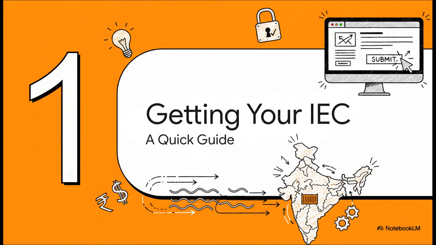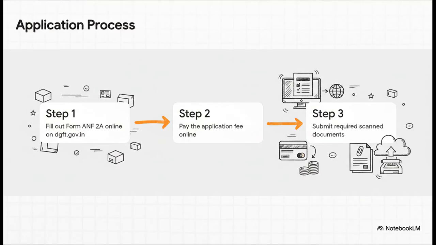All right, so you know what it is and why you need one. So let's get to the practical side of things. How do you actually get one? Well, the good news is, it's a surprisingly straightforward online process. You can really break the whole thing down into 3 simple steps. First, you fill out a specific form online called ANF2A. Second, you pay the application fee. And third, you just upload a couple of scanned documents.